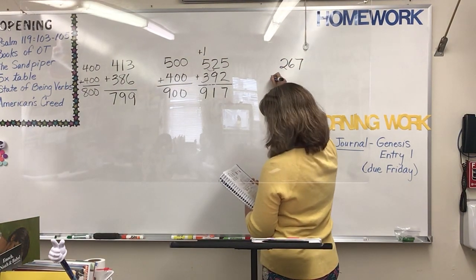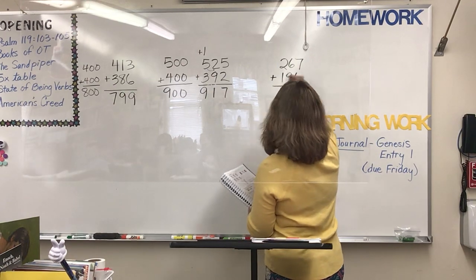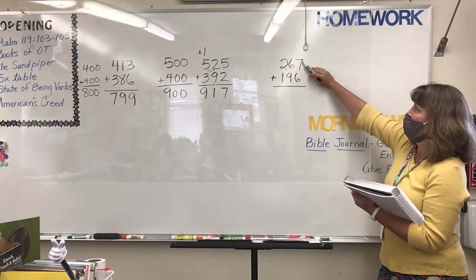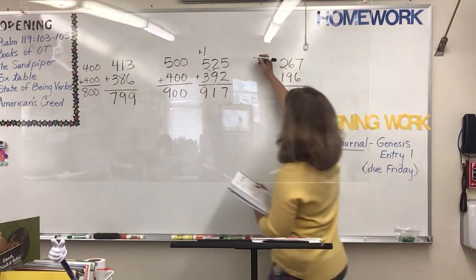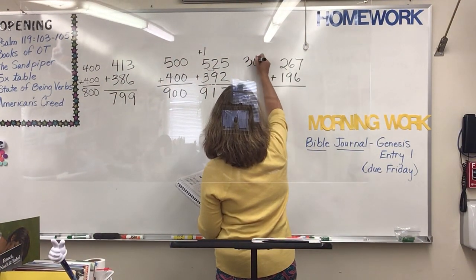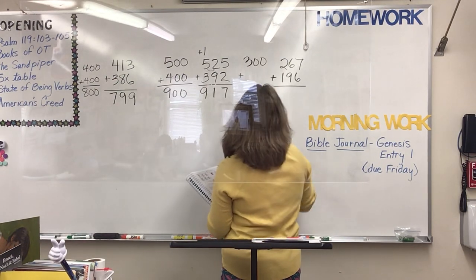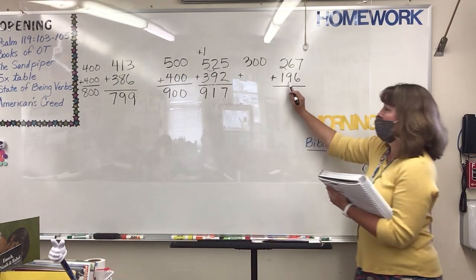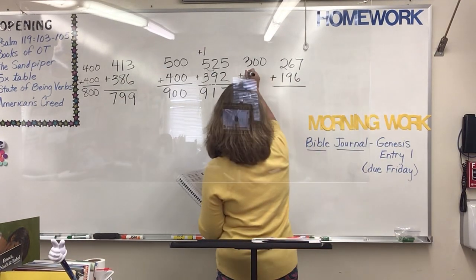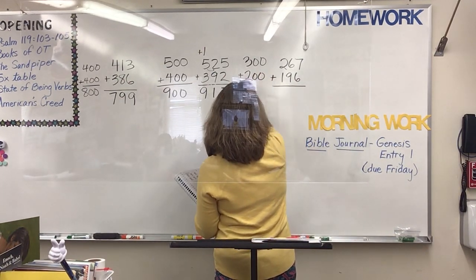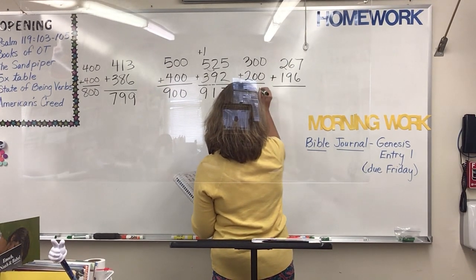And then one more, 267 plus 196. So, boys, am I gonna round up or down? Up to 300. And then girls, am I gonna round up or down for 196? Up to 200. What's 300 plus 200? 500.